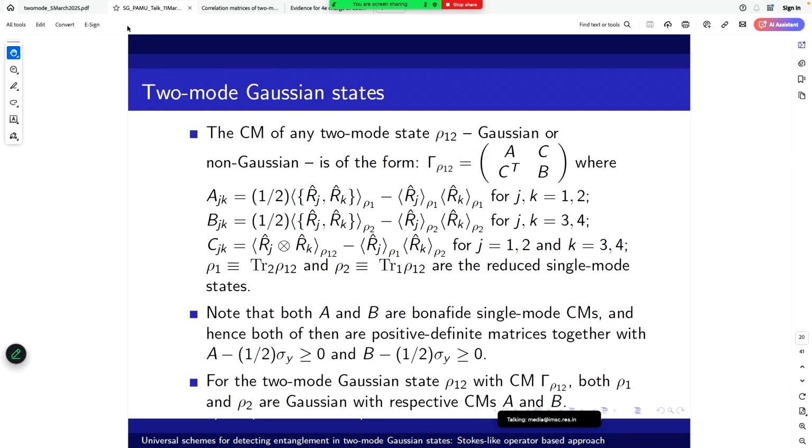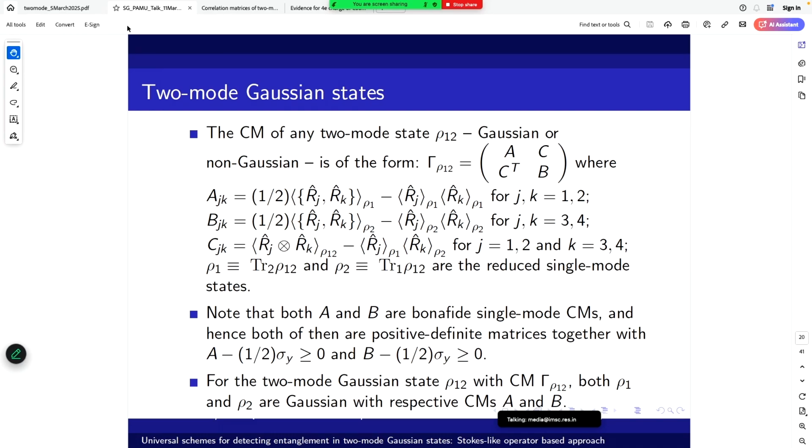As we discussed so many times, for a 2 mode Gaussian state this gamma is your covariance matrix, where A_jk, B_jk and C_jk are these blocks. R1, R2, R3, R4 are x1, p1, x2, p2, and these are the reduced states. Both A and B are bona fide single mode covariance matrices, and therefore they will individually satisfy the uncertainty relation A plus iota by 2 sigma, where capital omega is iota times sigma y.